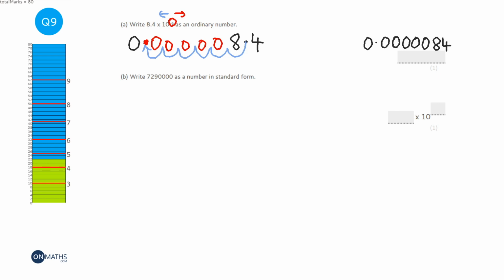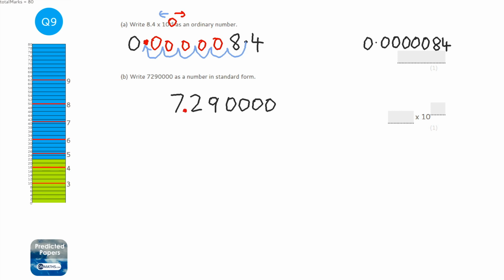Okay, to convert to standard form, you write out the number, and you try and put a decimal place in to make the number between 1 and 10, but not including 10. So if I put it in here, that would be 72, so that would not be right. So I need to put it in here.